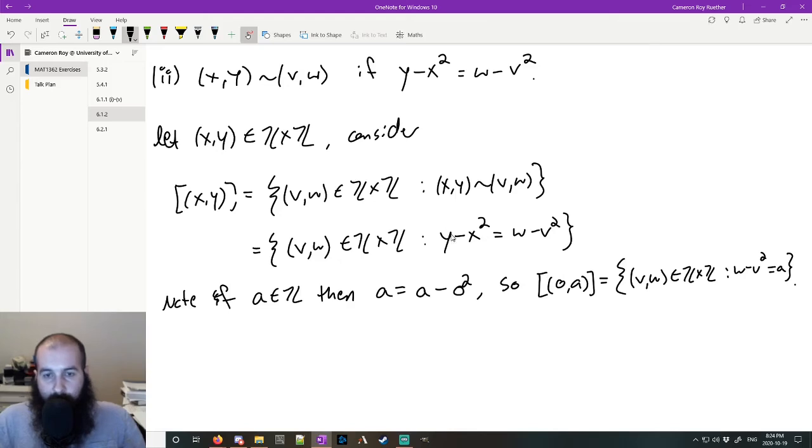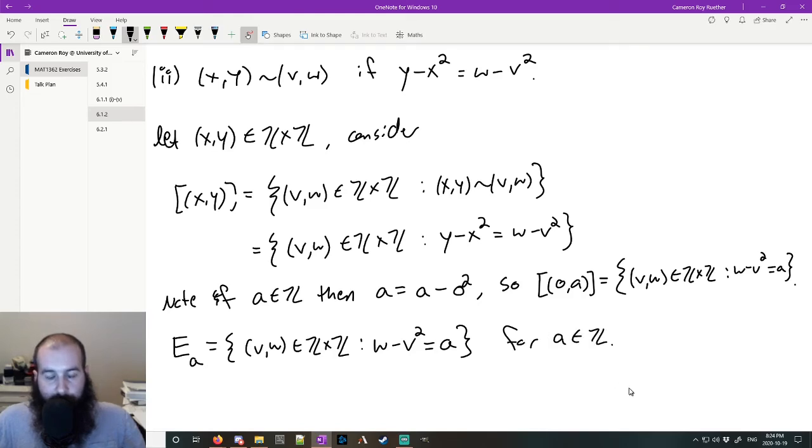And since all of these will be integers, there will be one of these. So these are the equivalence classes. The equivalence classes are the sets E_A, which are defined to be all of the pairs (V, W) such that W minus V squared is equal to A. And this is for any integer A.